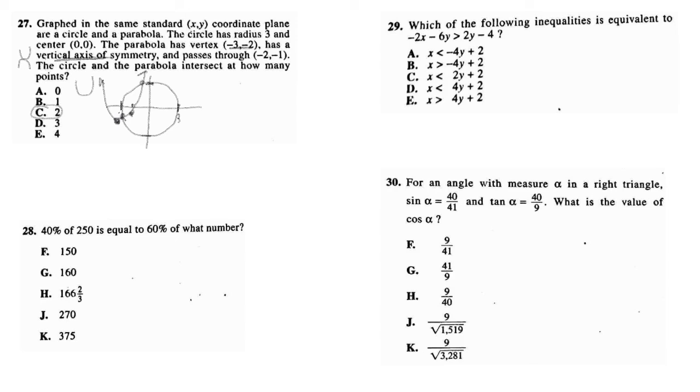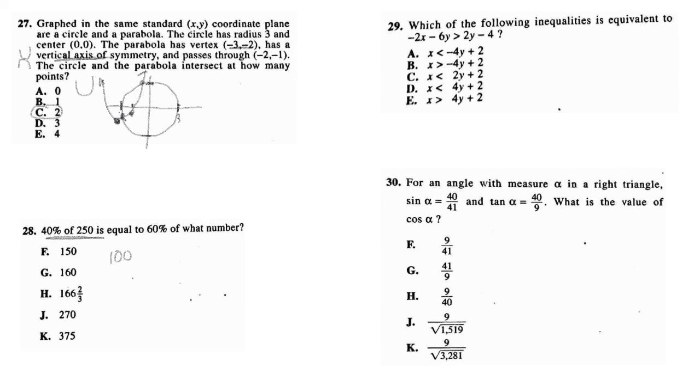Okay, so now let's look at number 28. Number 28 asks us to find, well, 40% of 250 is. So I would start out by finding, well, what is 40%? So 0.4 of 250, well, that's going to be 100, isn't it? So 40% of 250 is 100.